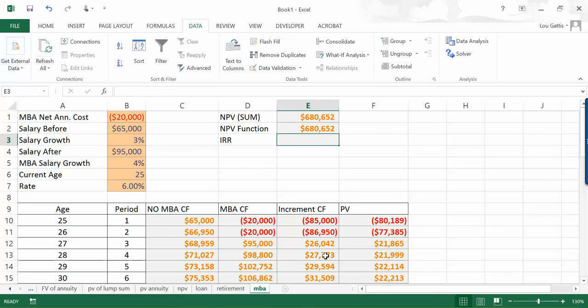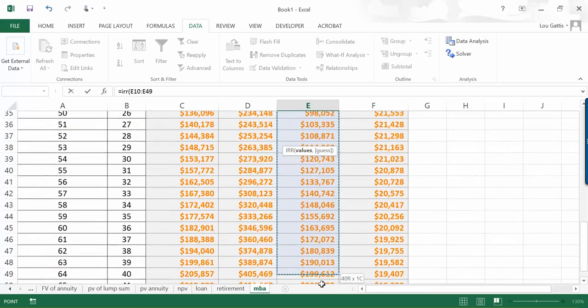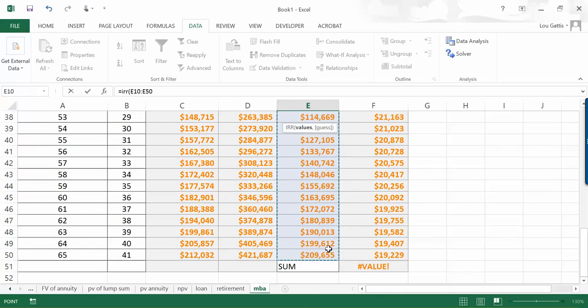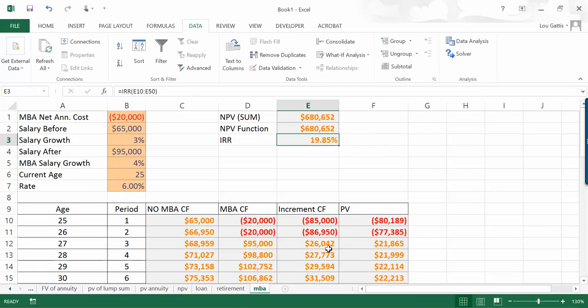But you can say, well, what kind of rate of return was that on this investment of $85,000 and $86,000? Well, I can use an IRR function and just put in my cash flows. And say that I'm earning a 19% return on my investment. So with 10-year treasuries giving me closer to 2%, that's not a bad deal, earning 20% on my MBA.